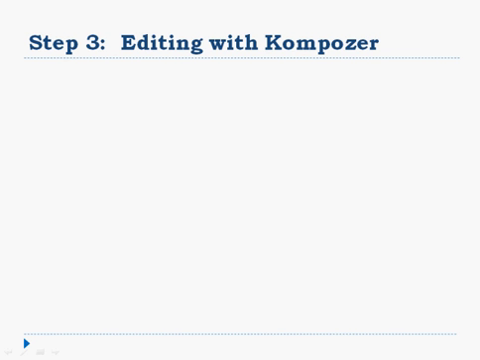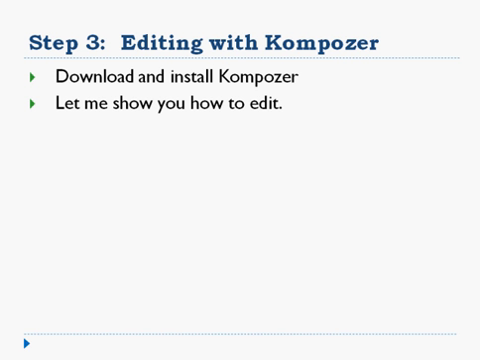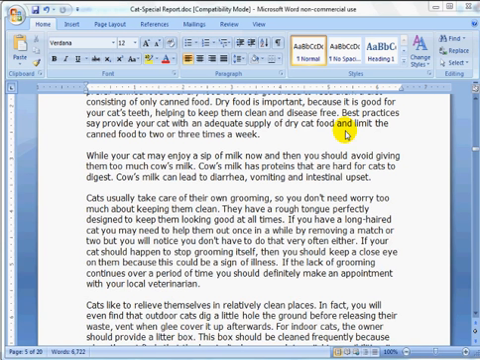Once you've received the document from the proofreader, you can take that and add it to the HTML file using Composer. So I'm going to show you how to edit with Composer. First, I want to show you how to download and install it and basically where to do that. And then I'm going to show you how to edit the HTML sales letter using Composer. So let's go ahead and do that right now. Now I'm just going to use this as an example.